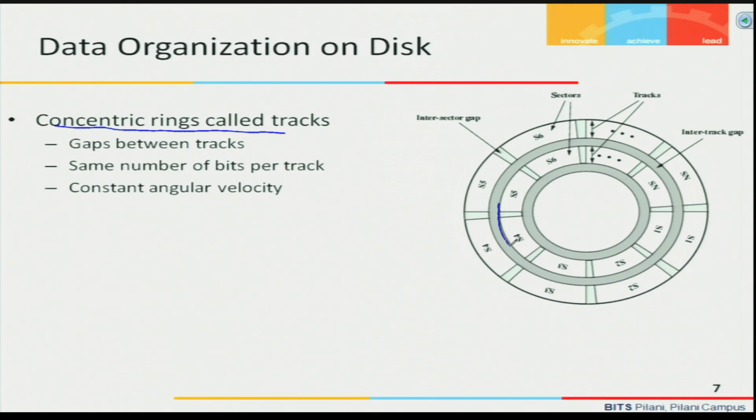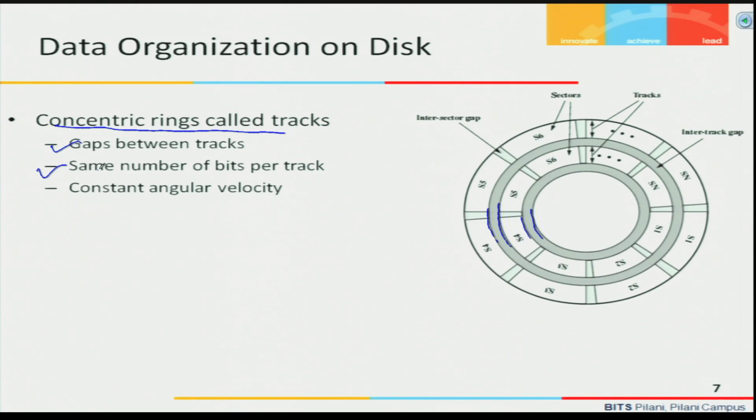This one is track 1, this is another track. Like that, the whole disk recording surface is divided into concentric rings, which are called tracks, and there is a gap between two tracks. There are thousands of tracks on a single disk. The gap is required to differentiate between track 1 and track 2, and it also depends upon the head's sensitivity.